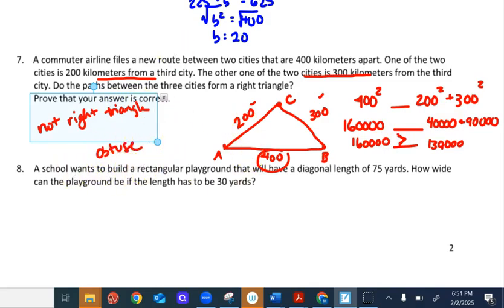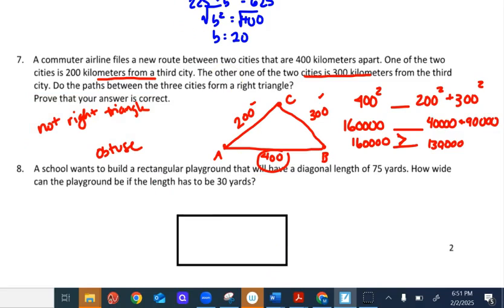Here, a school wants to build a rectangular playground where the diagonal is 75 yards. All right, so we have a right triangle right there. How wide does it have to be if the length is 30? So this is 30. Let's figure it out.